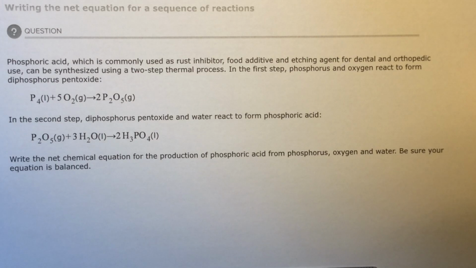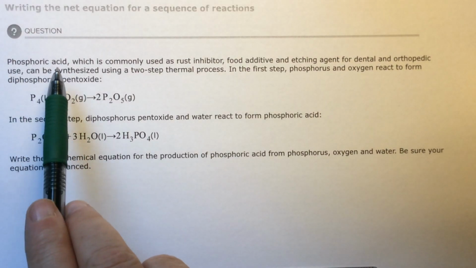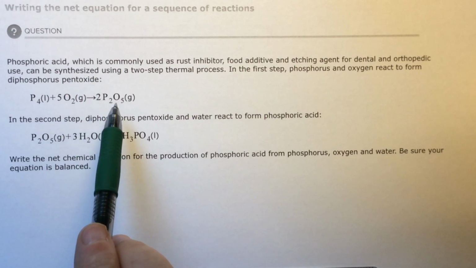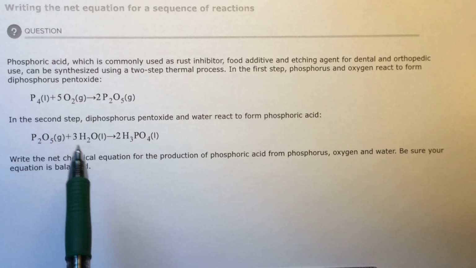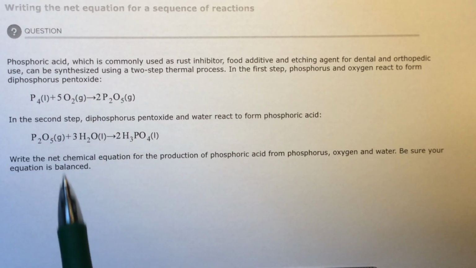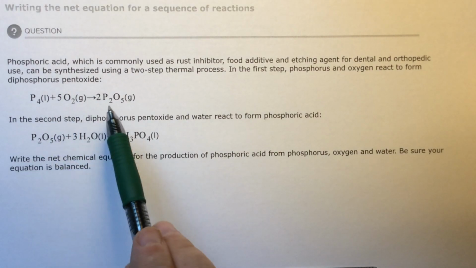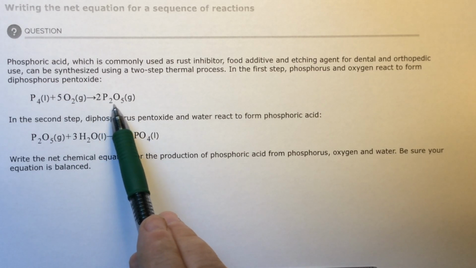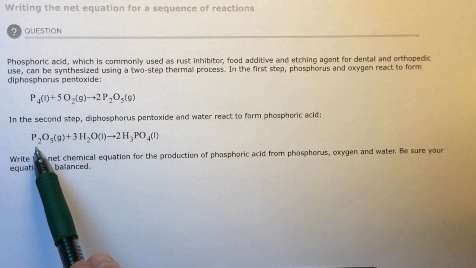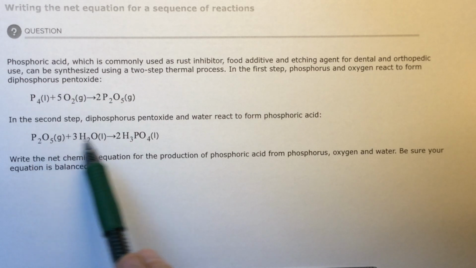So in this example, they're giving you, I think they're making phosphoric acid, and it's made in 2 steps. So phosphoric acid is H3PO4. That's what we're making. The first step is making something called an intermediate. Now an intermediate is made in the first step. Look at this P2O5. It's made in the first step and used up in the second step. Do you see? It's not in the products.